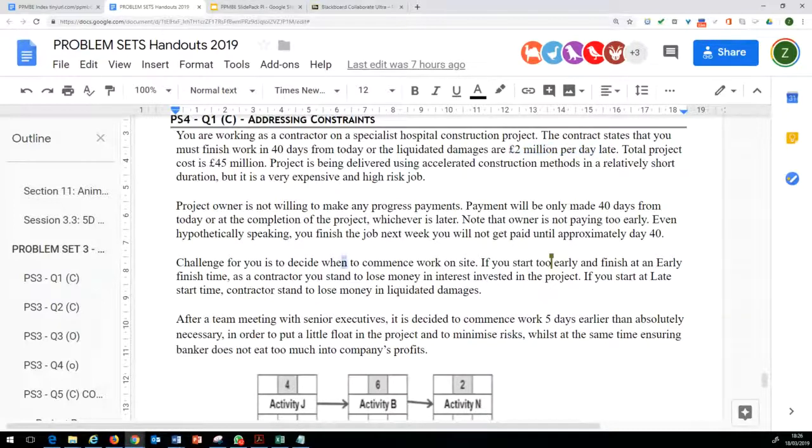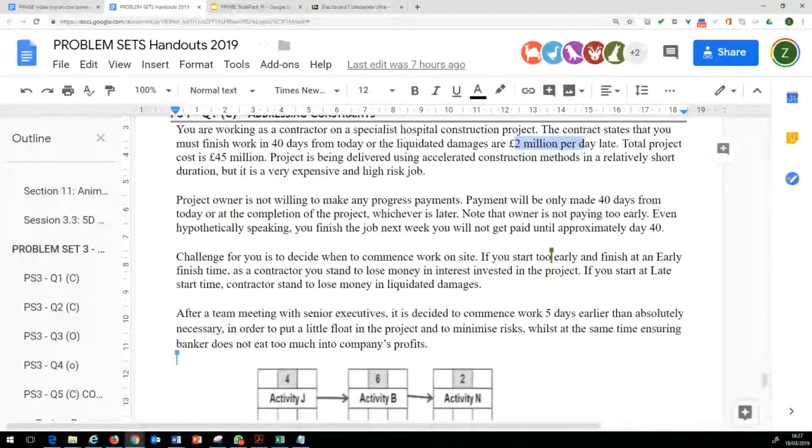So the challenge for you is to decide when you commence work on the site. If you start too early and finish at an early finish time, as a contractor, you stand to lose money in interest invested in the project. You could be paying a huge amount of money to the banker if this is borrowed money, or you could be blocking a huge amount of cash, which is always a precious commodity. And if you start at a late start time, there is a chance that you could run over time, and as a result, there are huge penalties which you would like to avoid.